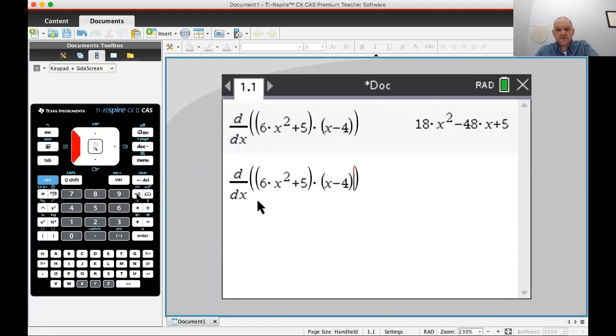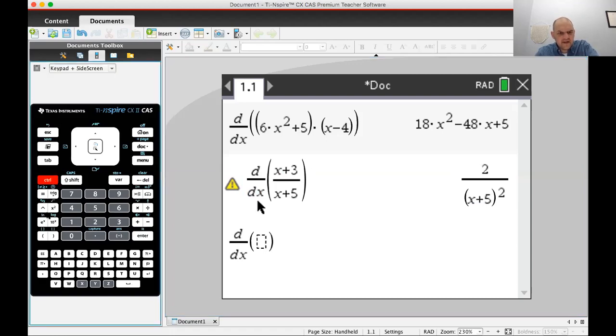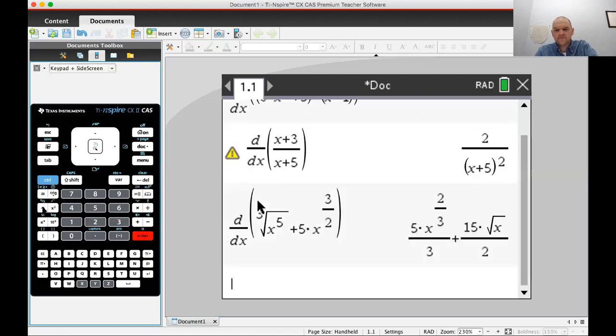And then I'm going to copy and paste because I find that a little faster. I don't really know if it is. X plus 3, x plus 5. So 2 over, yep. Good job, us. Now the one that had a radical, which is terrible. I guess I'll use the nth root template here. So 3x to the 5th, and then plus 5x to the 3 halves. So this gives me 5/3 x to the 2/3 plus 15 halves x to the 1/2 is how we wrote it, because mixing and matching your radicals and your rationals, like, what are you doing?